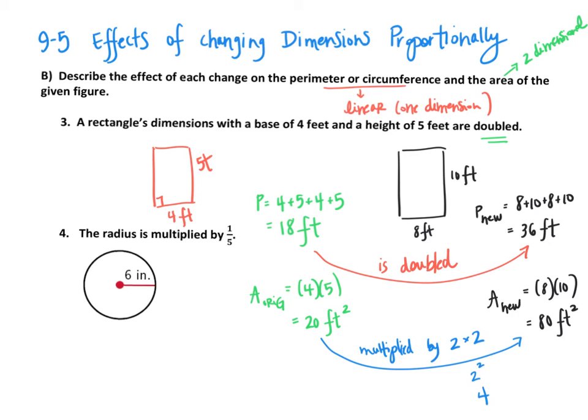So let's just take a quick example of if the dimensions are tripled, then the perimeter would be tripled because they're both one-dimensional items that we're talking about. And then if those dimensions are tripled, how would it affect the area? It would affect the area by 3 times 3, so it would multiply the area by 9.